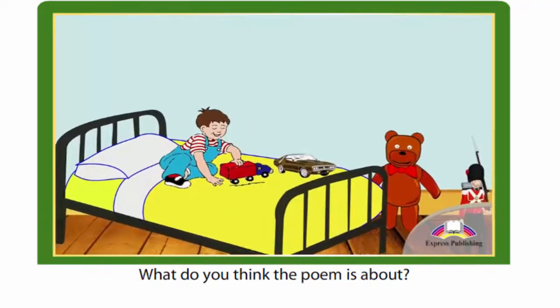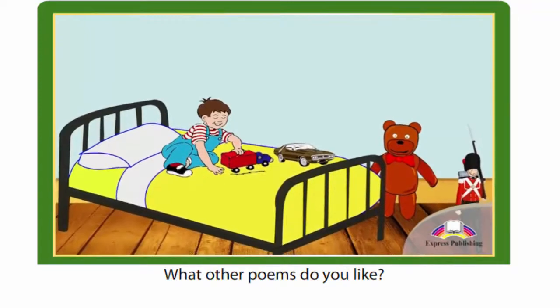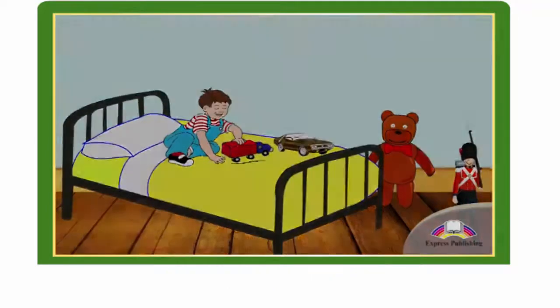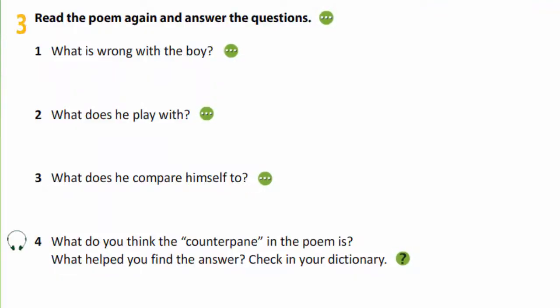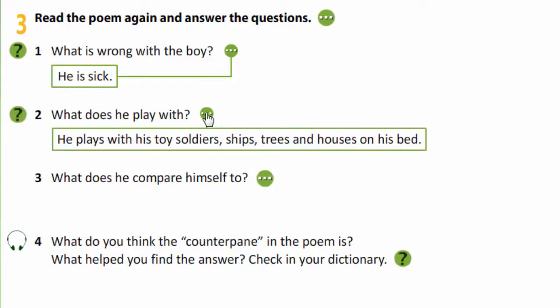What do you think the poem is about? What other poems do you like? In exercise 3, you are to read the poem again and answer the questions. What is wrong with the boy? He is sick. What does he play with? He plays with his toy soldiers, ships, trees, and houses on his bed.